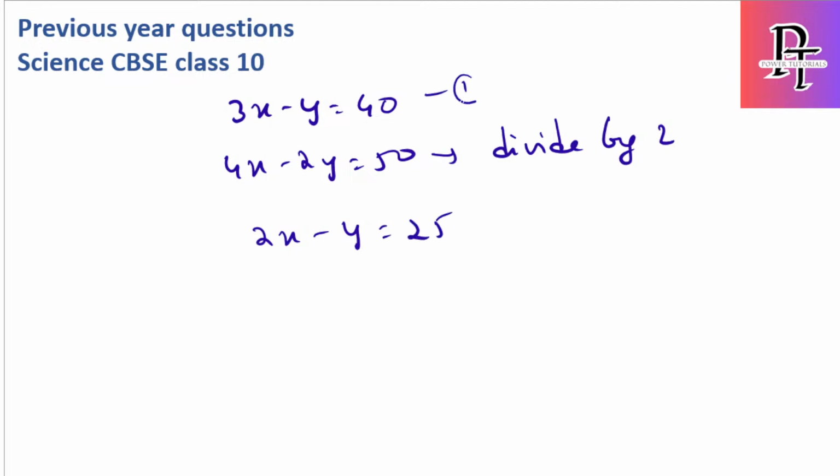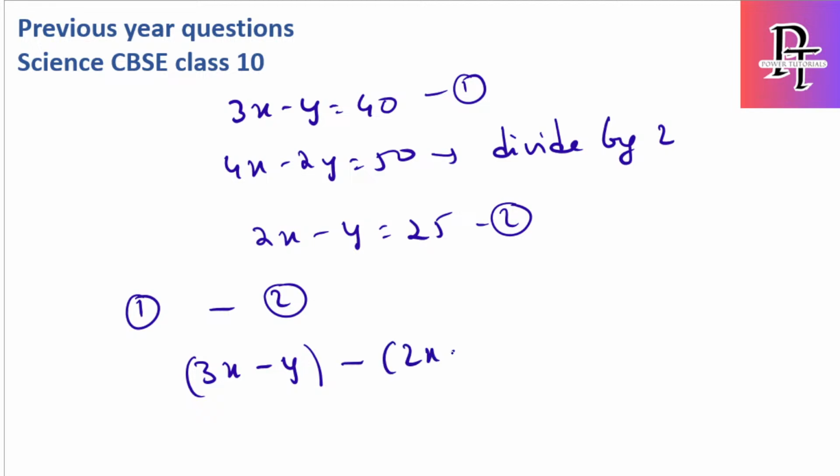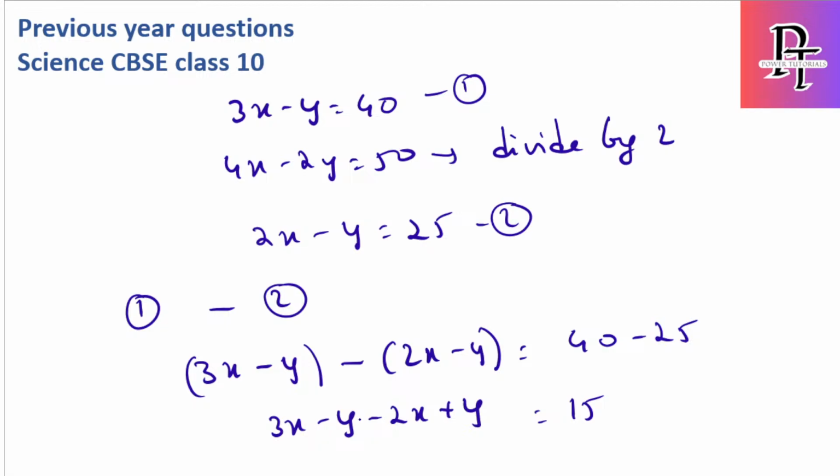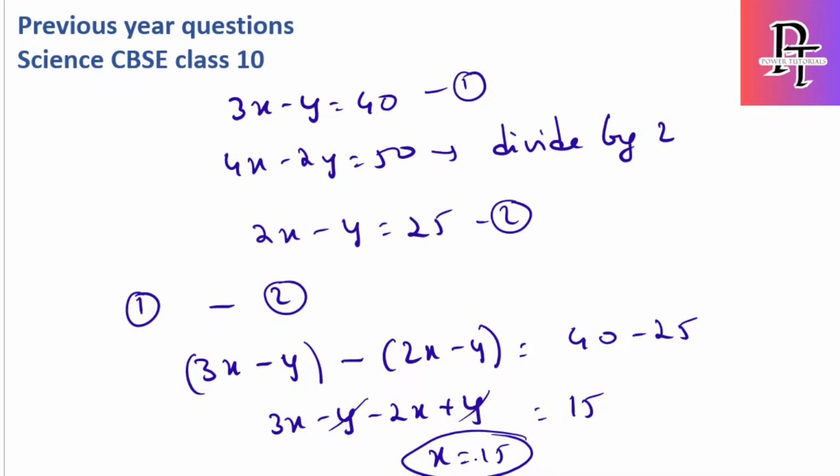So this is a much easier question, equations 1 and 2. Now if I notice, this is minus y, this is also minus y. Simply I will do equation 1 minus equation 2. So 3x minus y minus 2x minus y is equal to 40 minus 25. So 3x minus y minus 2x plus y is equal to 40 minus 25, which is 15. So y and y get cancelled out, and 3x minus 2x is nothing but x, which is equal to 15. I got the value of the total correct answers, which is 15. So just substitute in either of the equations. I'll substitute in the second.